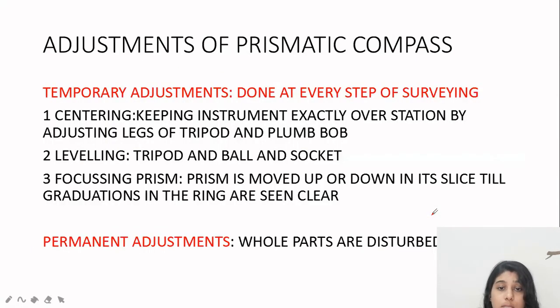Adjustments of the prismatic compass, this also can be asked. Temporary adjustments are there and permanent adjustments. Temporary adjustments mean in every step of the surveying we have to use them: centering, leveling and focusing, because from each point, if you are moving to the next point, we have to use them.